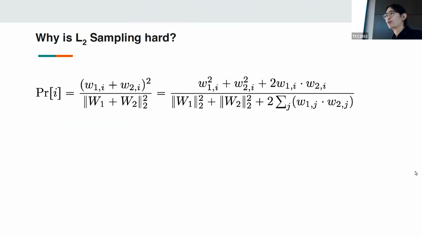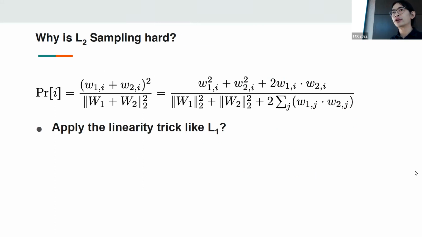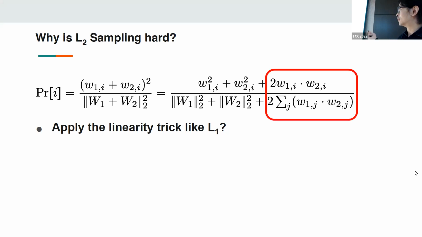So a question would be, by looking at this probability function of the L2 distribution, can we apply the same trick from L1? Maybe we just do the same trick, where both parties sample something and output something. However, remember, we could do that for L1 because L1 is linear.